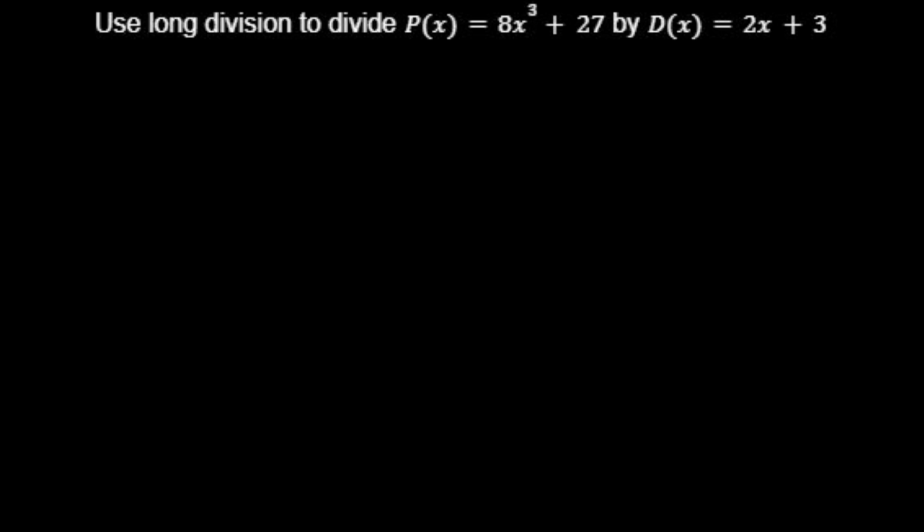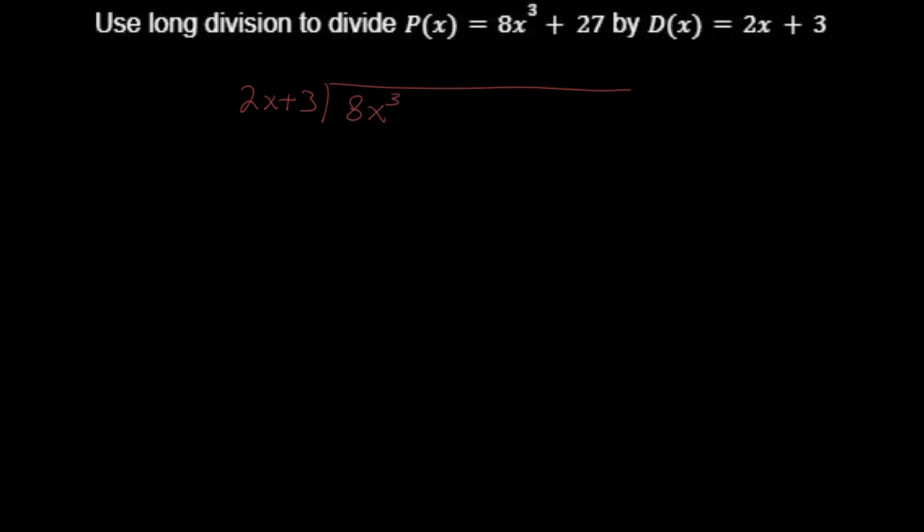So in this example, we're doing long division. We are dividing p of x by d of x. To start it off, we have to set it up. We'll put our divisor out in front. 2x plus 3 is our divisor. And our dividend, 8x cubed plus 27, will go underneath.